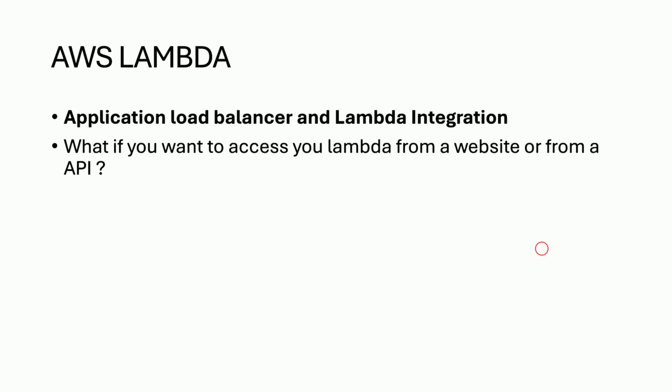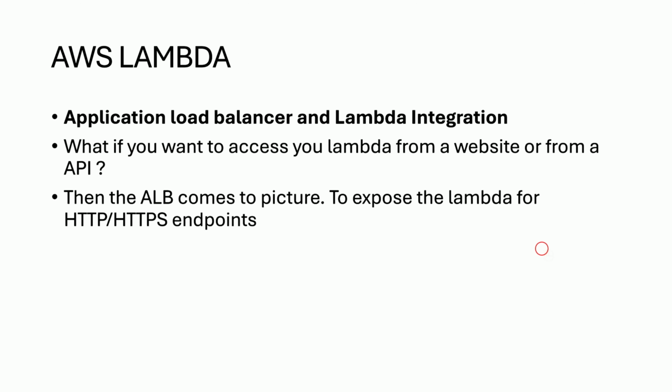We'll see now. What if you want to access your Lambda from a website or from an API? So earlier we accessed from a console and CLI. Now the use case is you want to use Lambda to hit from your custom website or from your API. So how can you do that? For that you can use ALB. So this is where the ALB comes into the picture.